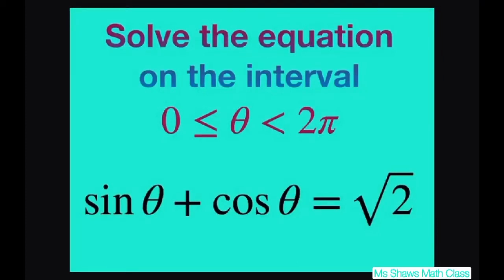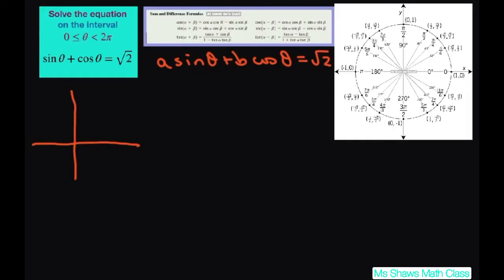Everyone, we're going to solve the equation on the interval 0 to 2 pi. We have sine of theta plus cosine of theta equals square root of 2. So we have this in sine and cosine, and it is linear in form. One way to solve this is to just square both sides and then solve that way. But you have to check all your solutions.